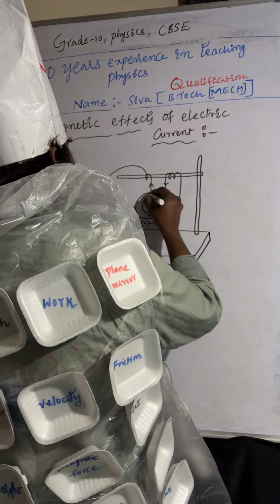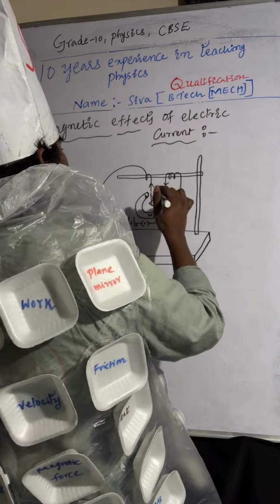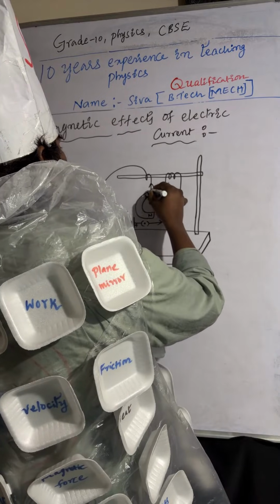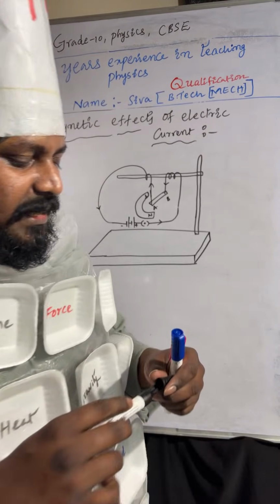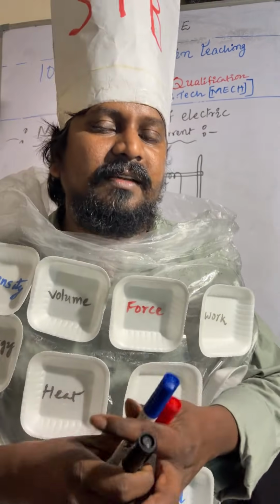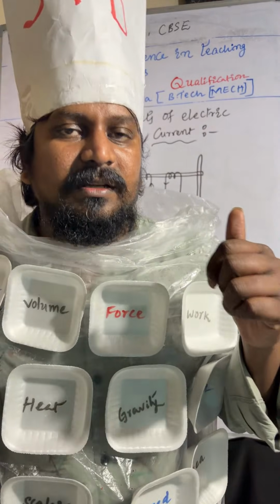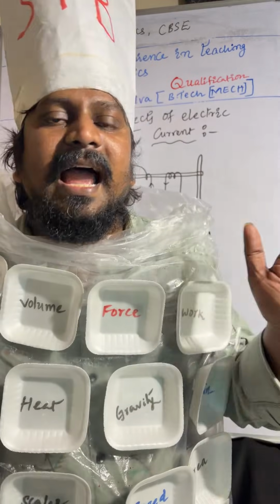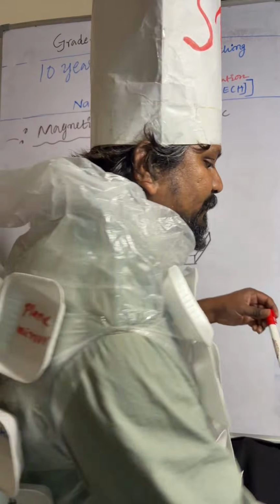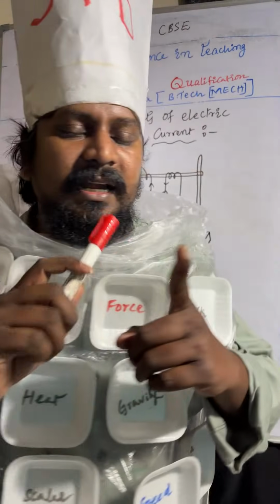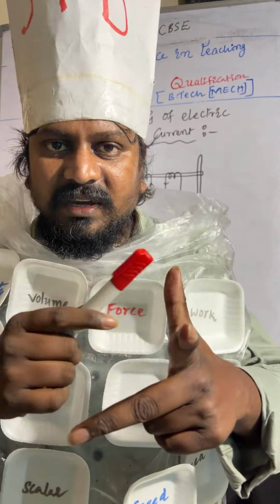Okay, so you can see, this is south. By using Fleming's left-hand rule, we can identify the direction of the force acting on the conductor. So the index finger represents the magnetic field, the middle finger represents the current, and the thumb represents the force.